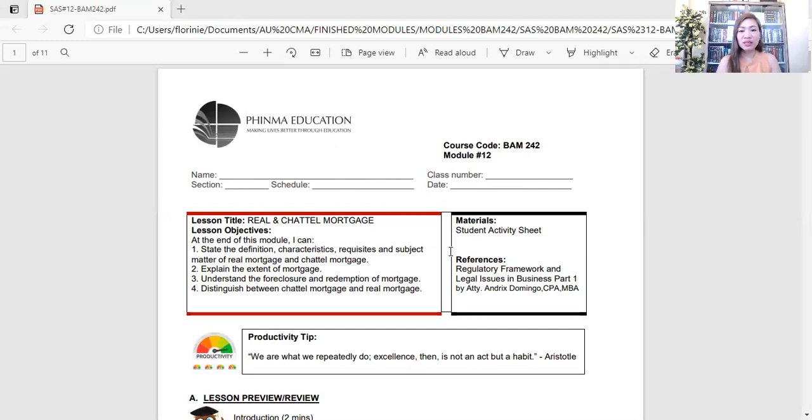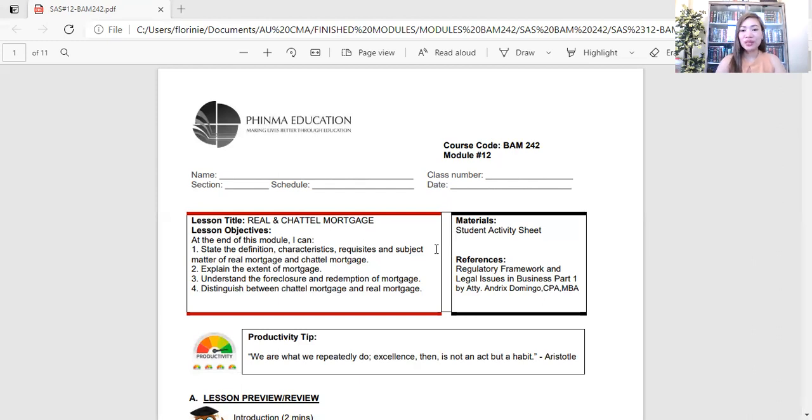So this is our productivity tip, very simple yet very powerful words. We are what we repeatedly do. Excellence then is not an act, but a habit. Aristotle. So despite the fact na nandiyan lang kayo sa inyong mga tahanan, sana magkaroon pa rin kayo ng study habits. Kasi there's no way to greatness, but greatness is the way. Talagang kailangan magkaroon kayo ng magandang habit ng pag-aaral. Para nang sa ganon, you will just going to reap the harvest of your hard work.